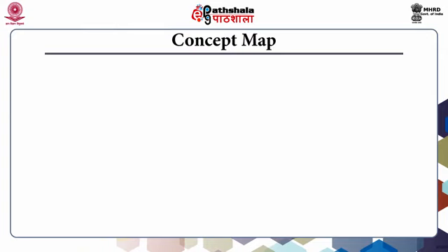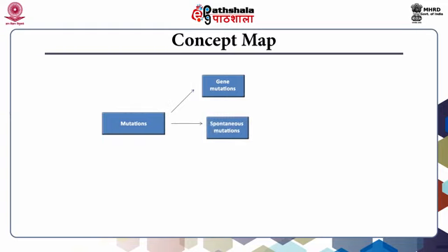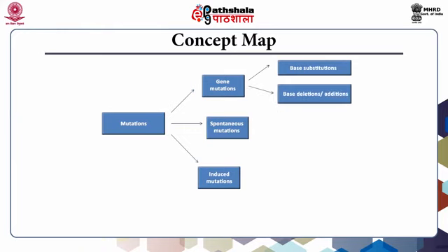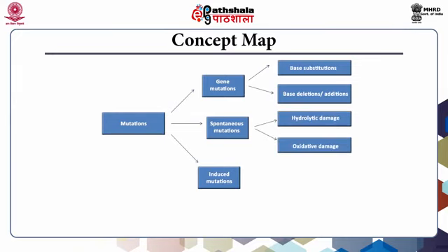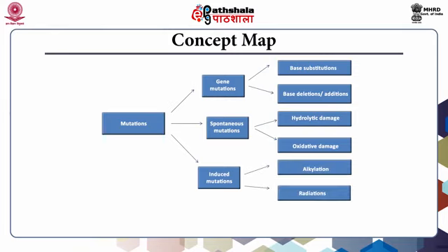The concept map could be that there are three kinds of mutations: the gene mutations, the spontaneous mutations and the induced mutations. Under the gene mutations, we will see the base substitutions, the base deletion or addition. Under spontaneous mutations, we will categorize hydrolytic damage or oxidative damage. In case of induced mutation, alkylation, radiation and base analogues will be discussed.